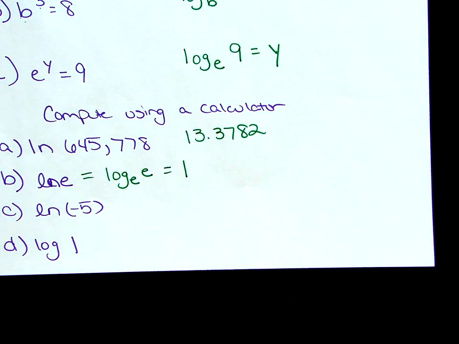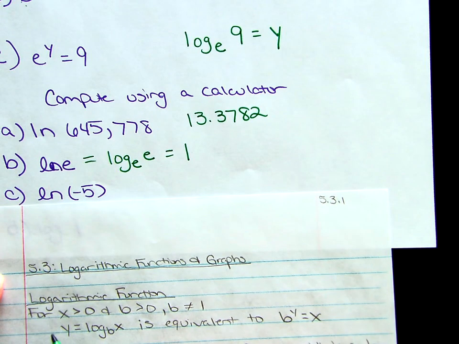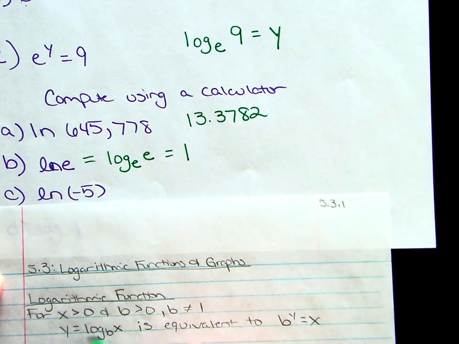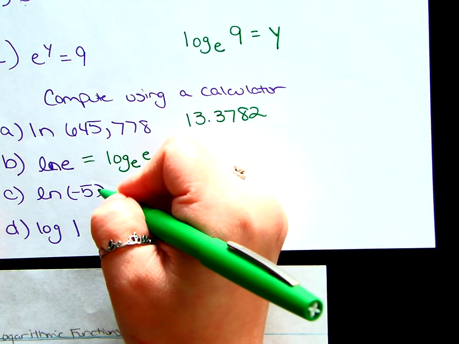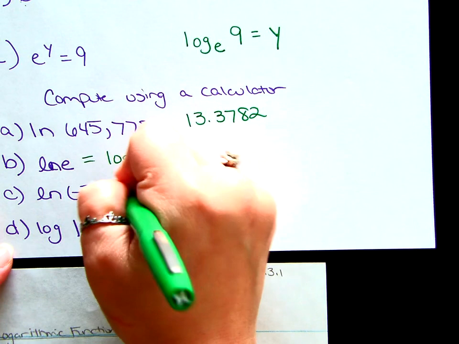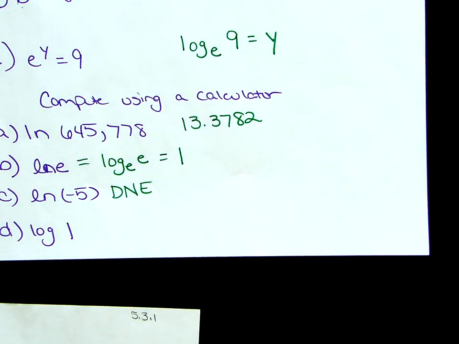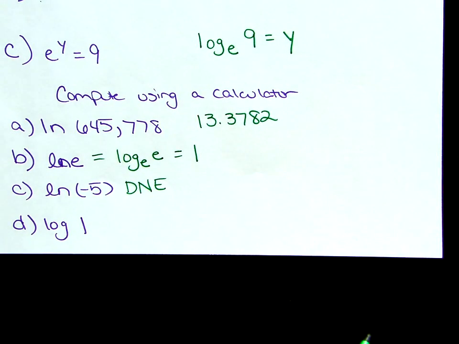Now, the next one isn't from our special little rules, but it's from the definition of the logarithmic function at the very beginning. For x greater than 0. Well, where does x fall in our logarithm? That's what we're taking the log of. We cannot take the log, natural, common, or otherwise, of negative numbers. Cannot do it. This does not exist. If you try to type that in your calculator, you're going to get an error. You cannot take the logs of negative numbers.